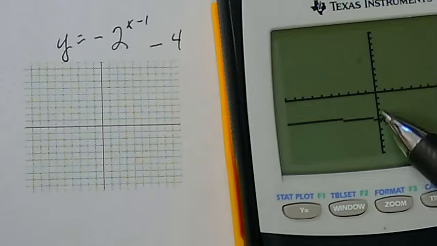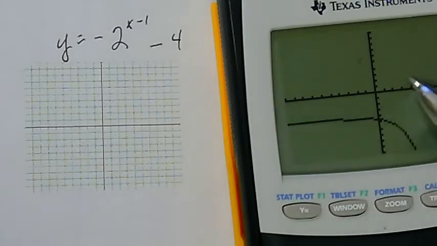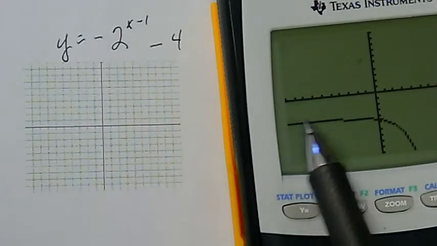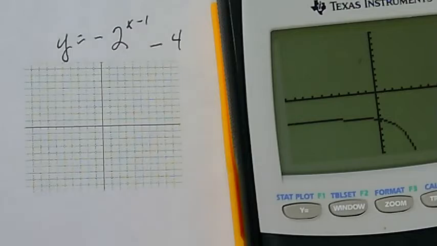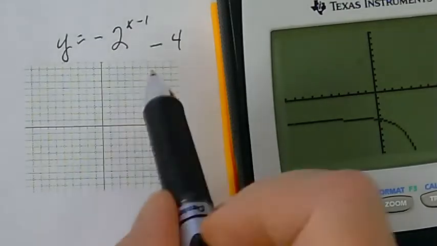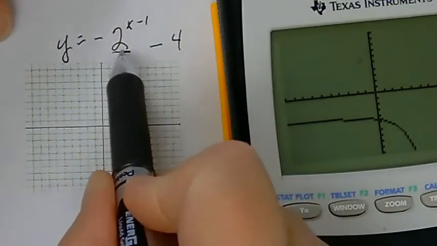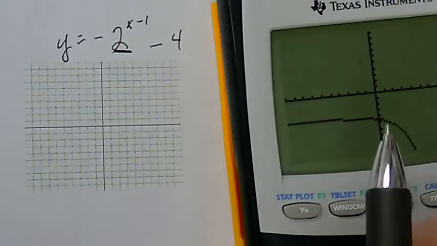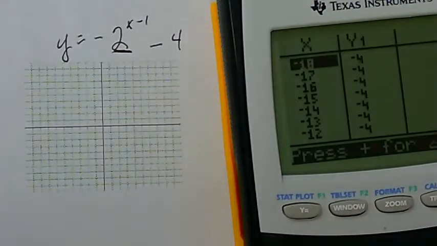It shifted down 4 units, 1 to the right, and instead of opening up like this, because of this negative sign, it actually goes down. But that doesn't mean it's a decay, because this number is bigger than 1. This is a growth. It's just a reflected growth. So I'm going to look at the table to make my points.